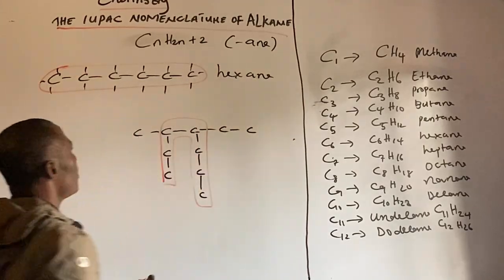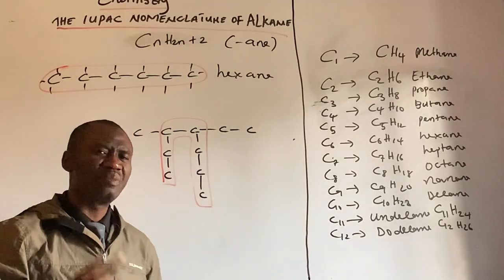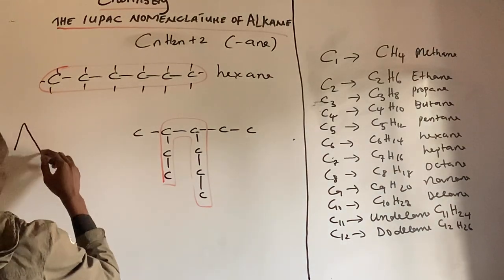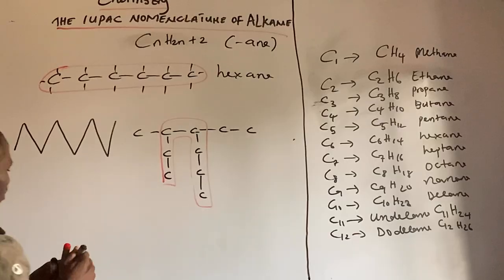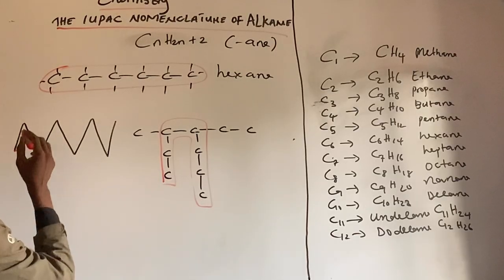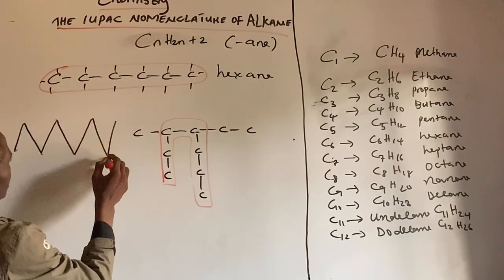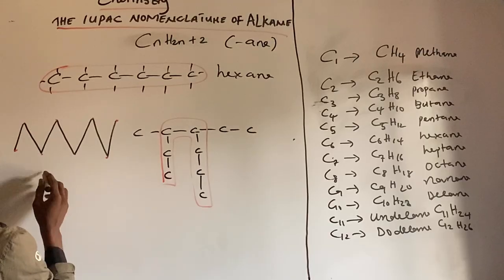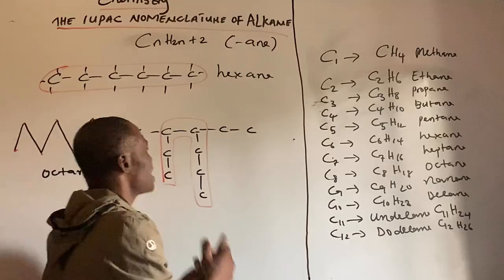Now, sometimes the organic compound can be represented in strokes, something like this. We're going to count the number of carbons from here, at the edges: 1, 2, 3, 4, 5, 6, 7, 8. So this is octane.